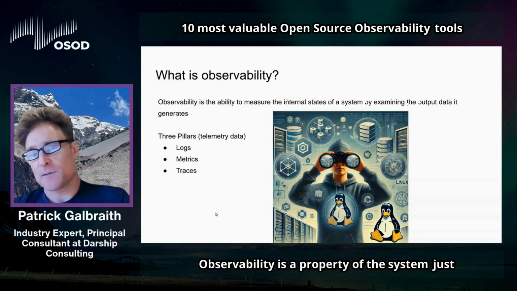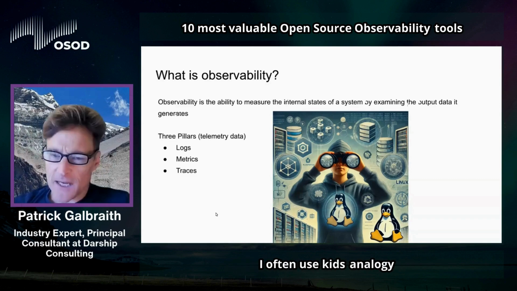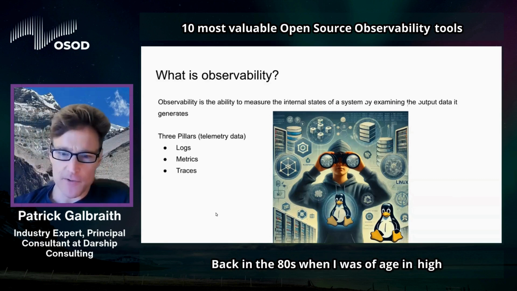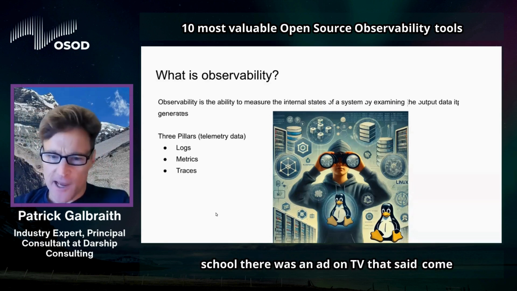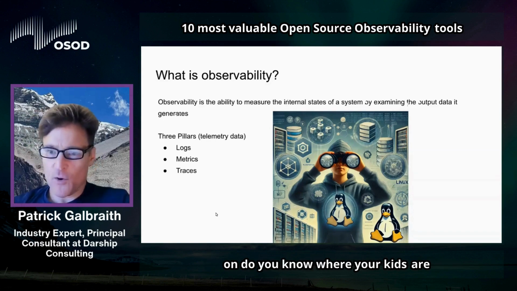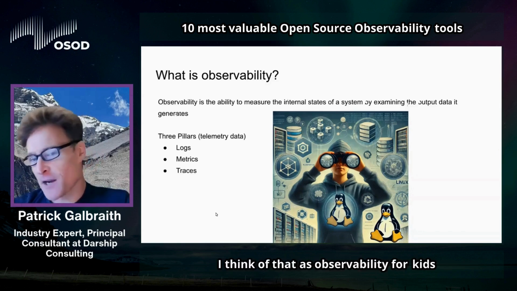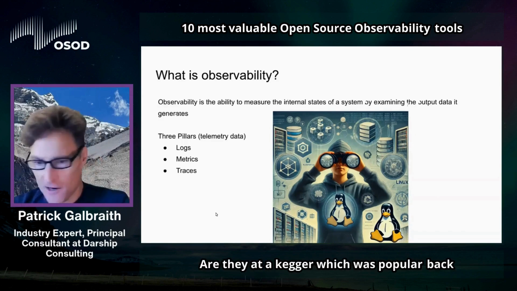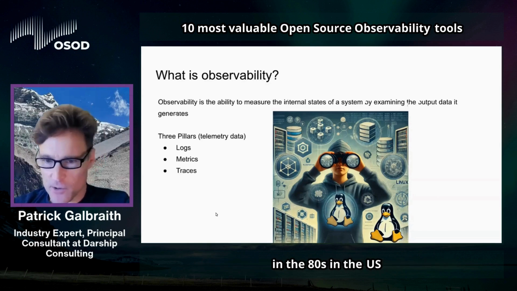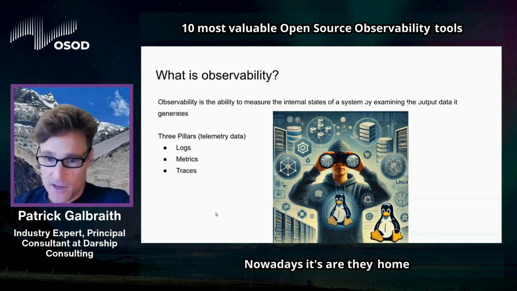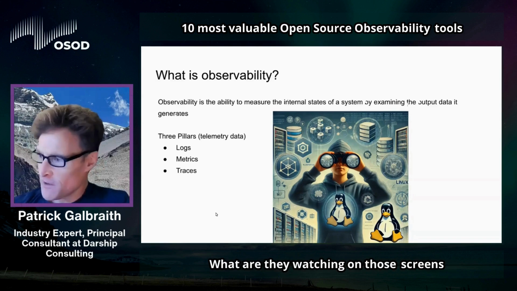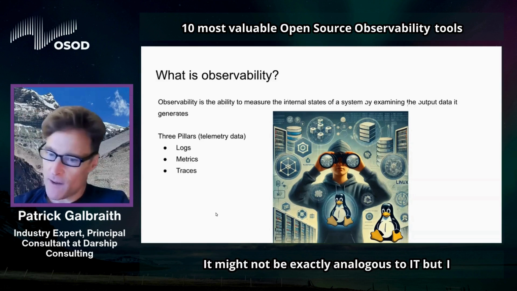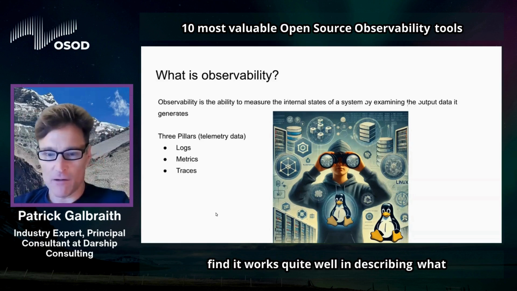Observability is a property of a system, just like functionality or testability. I often use a kids analogy. Back in the 80s, when I was of age in high school, there was an ad on TV that said, do you know where your kids are? I think of that as observability for kids. Where are the kids? What are they doing? Are they at a kegger, which was popular back in the 80s in the US? Nowadays, it's, are they home? Are they on screens? What are they watching on those screens? It might not be exactly analogous to programming, but to IT, but I find it works quite well in describing what observability is.